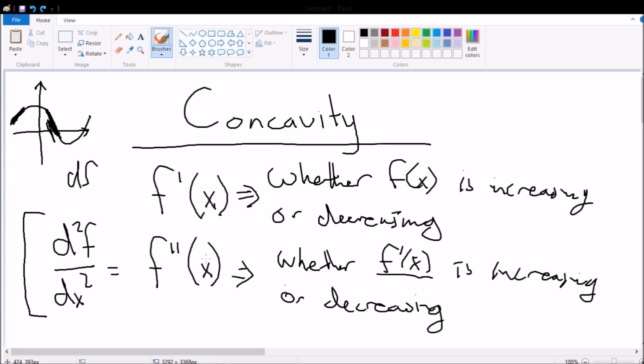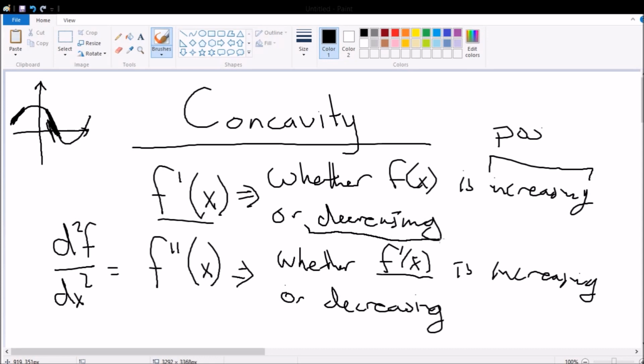Okay. So f double prime describes whether the slope, or rather f prime of x, is increasing or decreasing. Because f prime of x describes whether f of x is increasing or decreasing, and when f of x is increasing, that means positive slope. So if this is positive, then the slope is positive because the graph is increasing. Or when this is negative, the slope is negative because the function is decreasing. So applying this, we talk about whether the slope is increasing or decreasing. Okay, now to concavity.